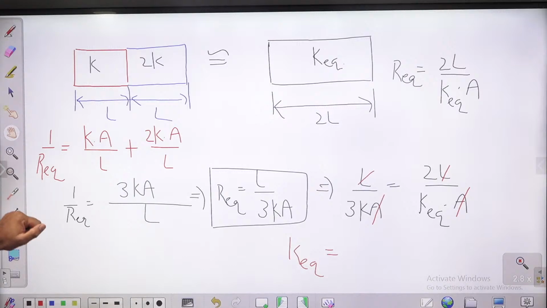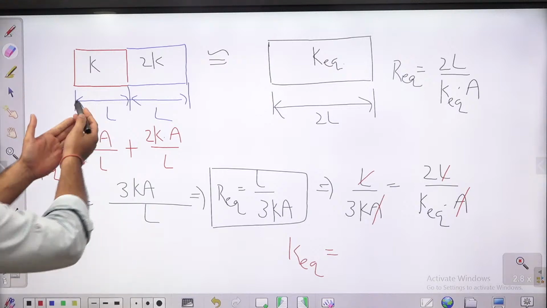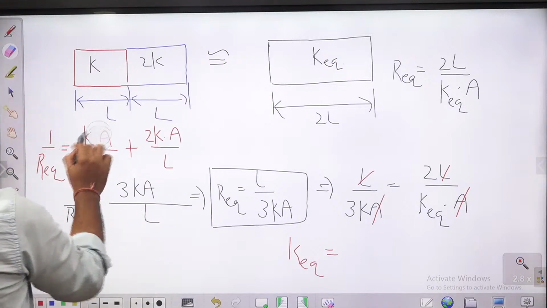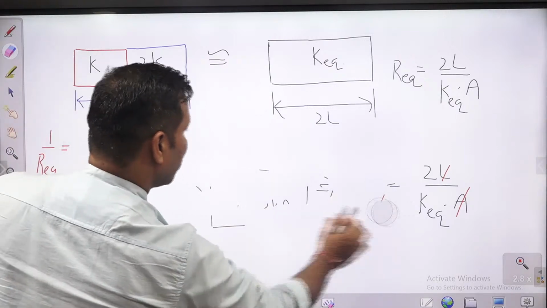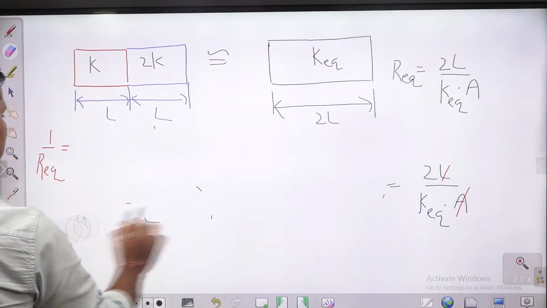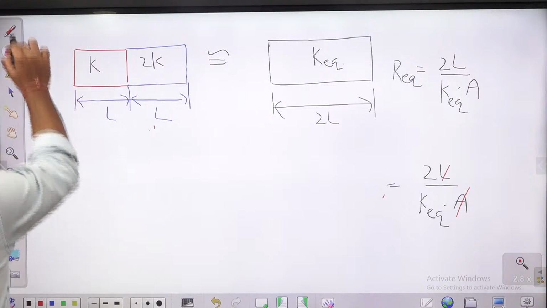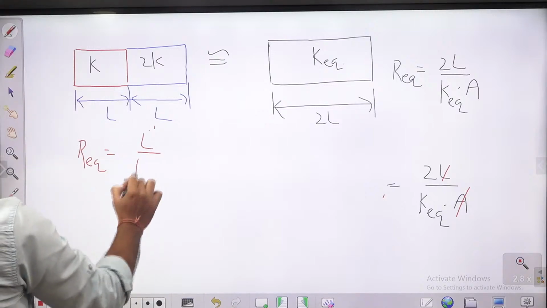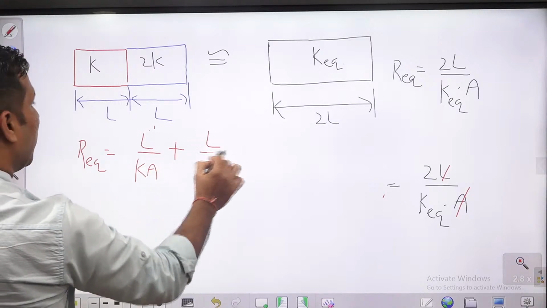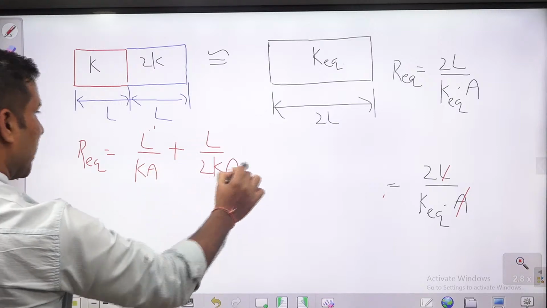Let me check it here. So this is 1 by R1 equal to what? 1 by R1, R equivalent equal, अच्छा, they are in series, guys. They are in series. ये series में है. They are in series. So we need to directly add these. अपने को इनको directly add करना पड़ेगा. So they are in series. ओके, they are not in parallel, so R equivalent यहां पे क्या हो जाएगा हमारा L by KA plus L by 2K A. Area is same.